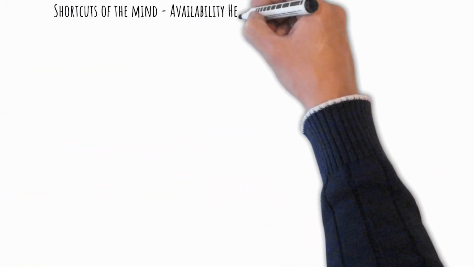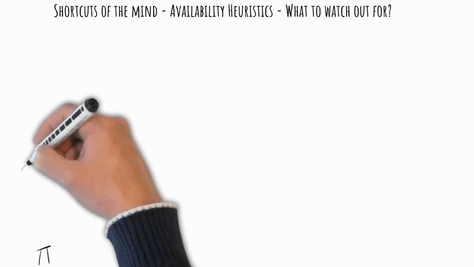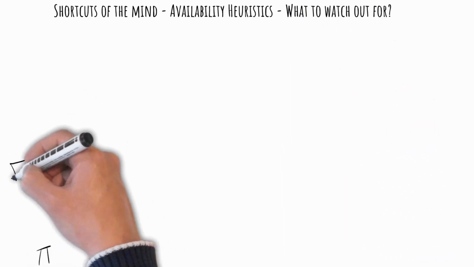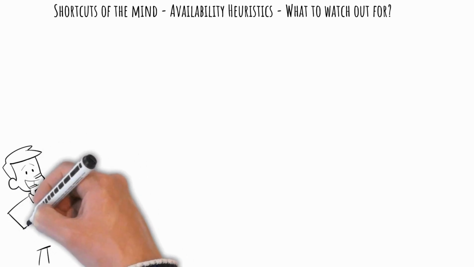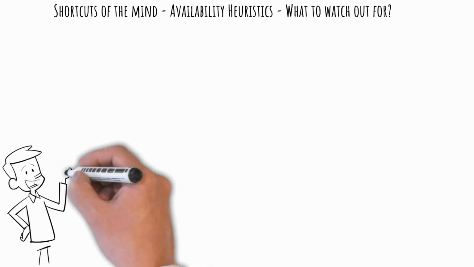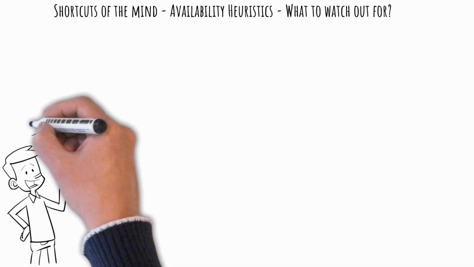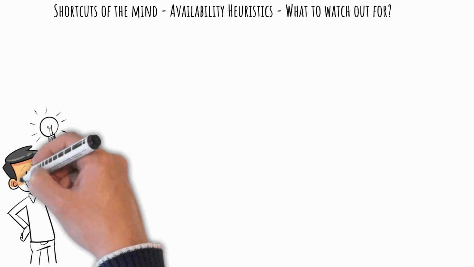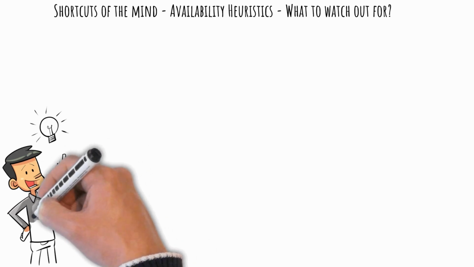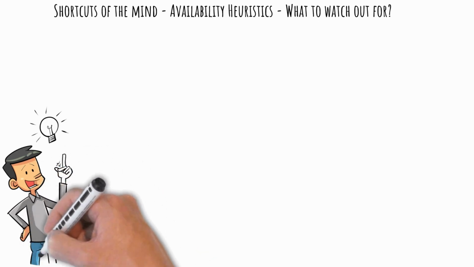Shortcuts of the mind. Availability heuristic. What to watch out for? The availability heuristic creates the impression in our mind that we understand how likely something is. However, it is a mental shortcut and thus not based on calculation, but on the brain's attempt to accomplish a task and save precious energy in the process.